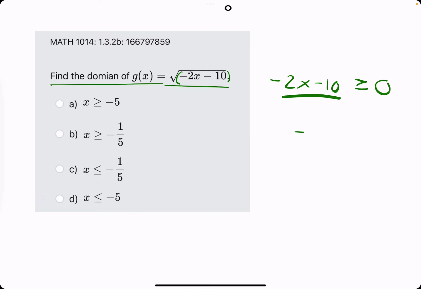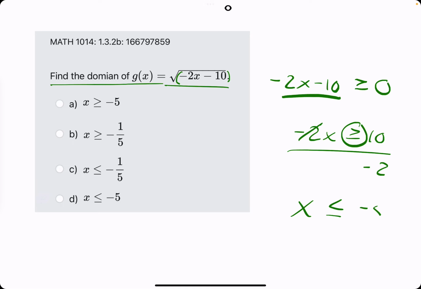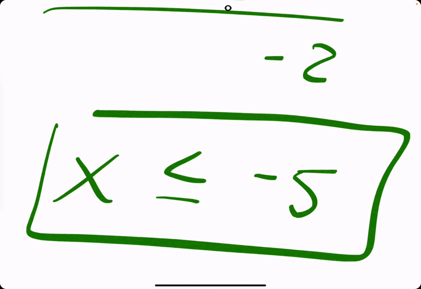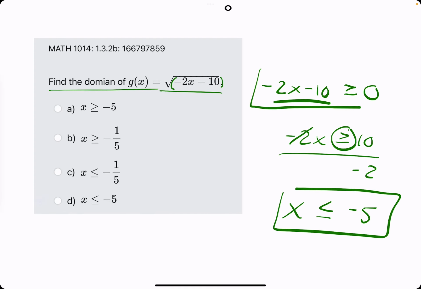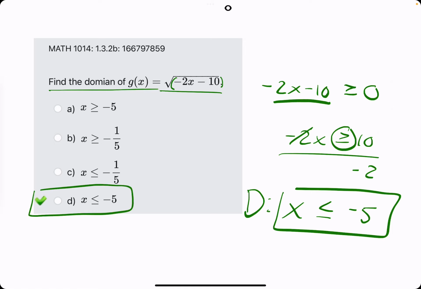So we're going to solve for x by adding 10 to both sides first, giving us this. And then we solve for x by dividing by -2 on both sides, getting rid of that -2, and keeping in mind when we divide or multiply by a negative, the inequality sign flips. So it goes from greater than or equal to, to less than or equal to. So 10 divided by -2 is -5. And so these are the x values that satisfy -2x minus 10 being greater than or equal to 0, which means that this is your domain. So D is our answer.